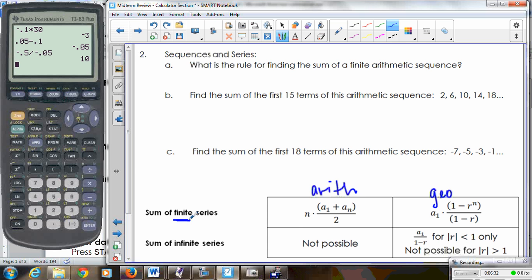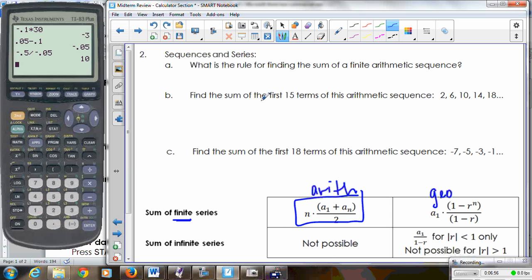So finite is right here. Arithmetic is right here. This is the rule, where n represents the number of terms in the sequence. A sub 1 is the first term. A sub n is the last, and we divide by 2. We're essentially finding the average of the first and the last term, and then multiplying by the number of terms in the sequence. I'm not going to rewrite it since I've got it down here.